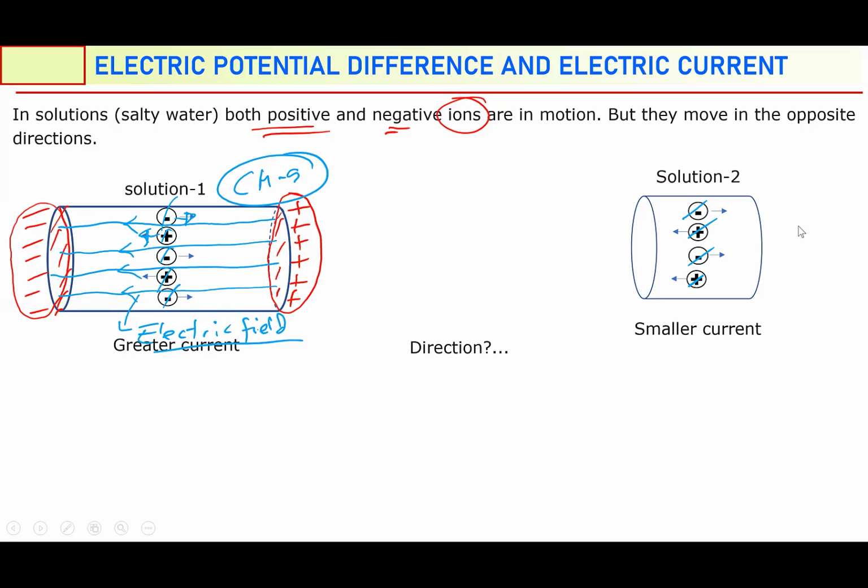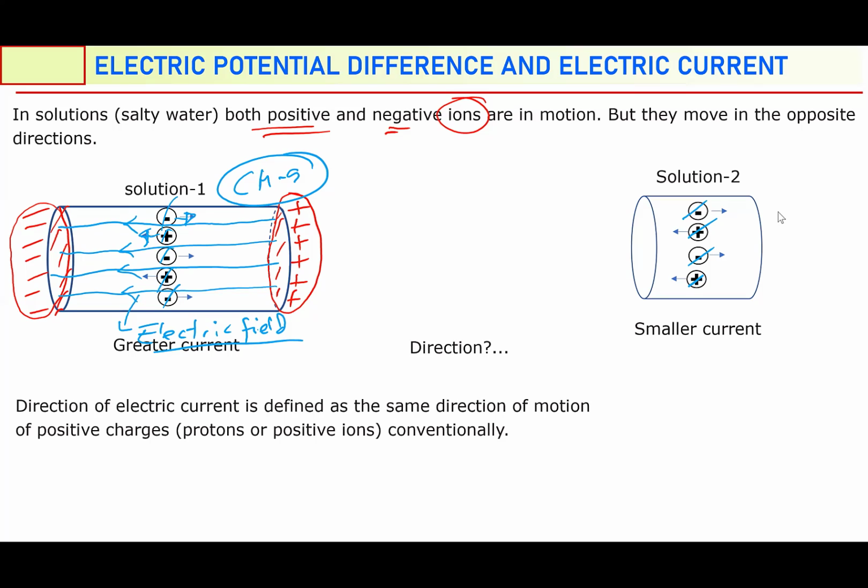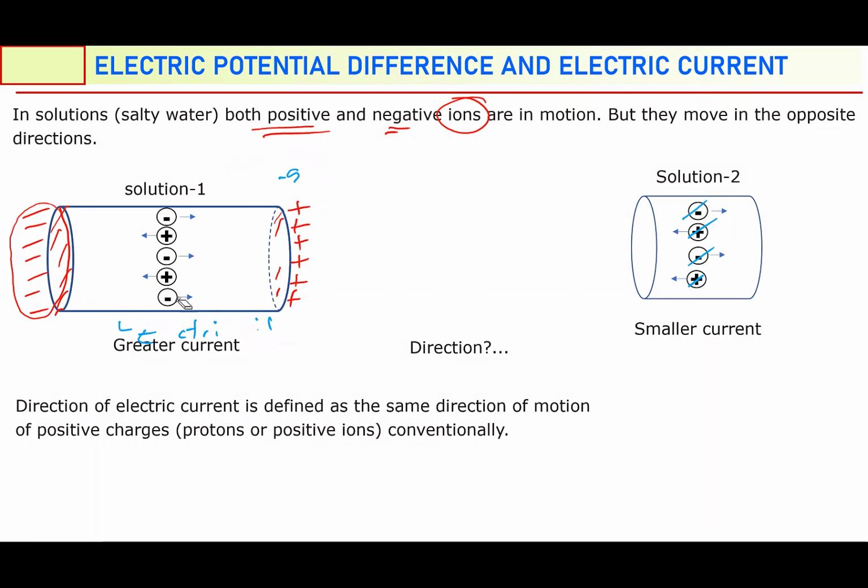Okay, what about the direction of the electric current? In fact, we explained that. Electric current is from the positively charged sphere to the negatively charged sphere. So the direction of the electric current is defined as the same direction as the motion of the positive charges. That is, in whichever direction protons or ions are moving, the electric current will be in the same direction. So this is determined conventionally.